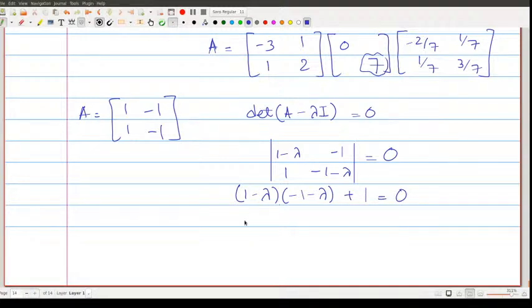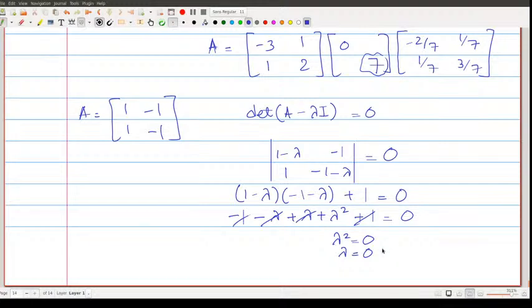Then we multiply them: 1 minus lambda times minus 1 minus lambda, plus 1 is equal to 0. So what do we have here? We have minus 1, minus lambda, plus lambda, plus lambda squared, plus 1. So these cancel out and these cancel out. Have I done this correctly? Plus 1 minus 1, yes. So I only have the 0 eigenvalue. Lambda is just equal to 0.